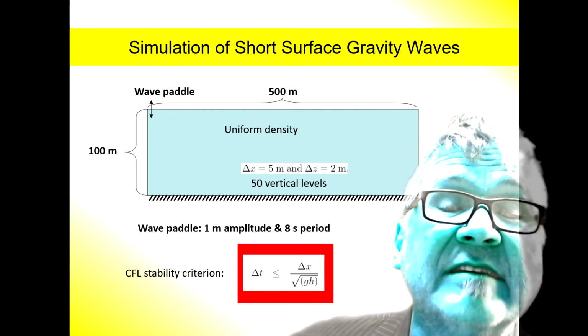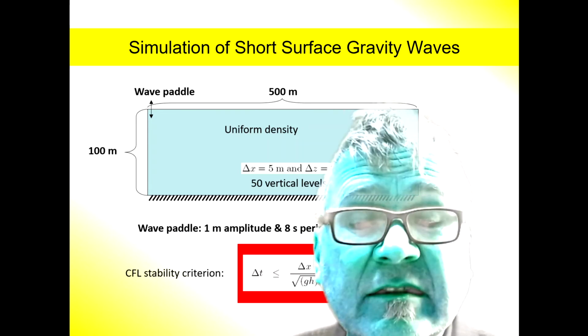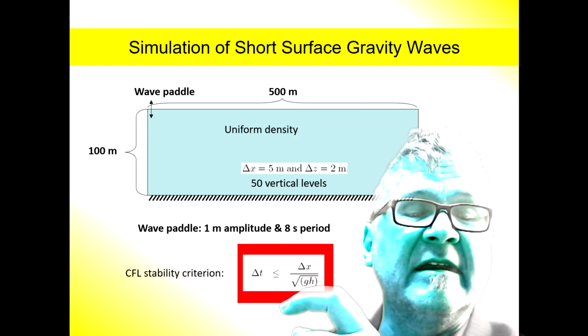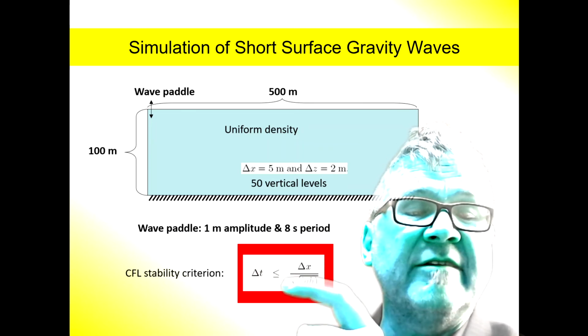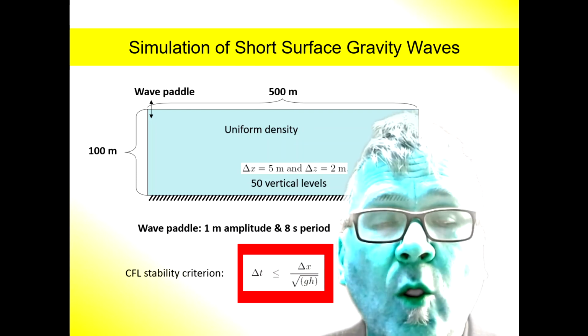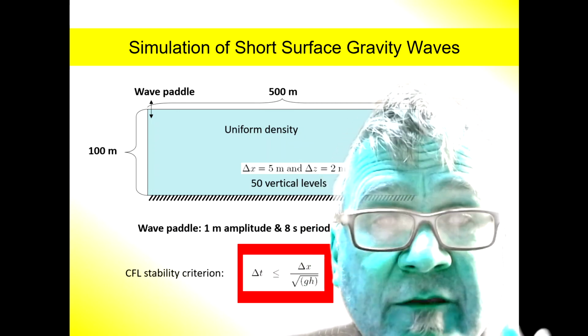Okay, here in this case you also have to satisfy the CFL stability criterion. Delta t has to be less than delta x divided by the square root of g times H, where H is the maximum water depth. Okay, and let's have a look at the simulation and how it looks.